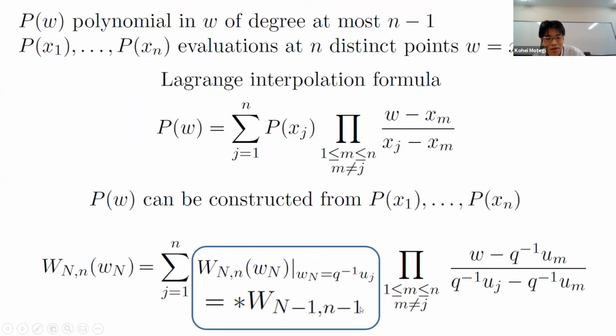can be written like this. So this means that the evaluation at these points is essentially this smaller partition function. So this means that we can recover this partition function from these smaller partition functions. So this means that this is a recursive relation between partition functions.